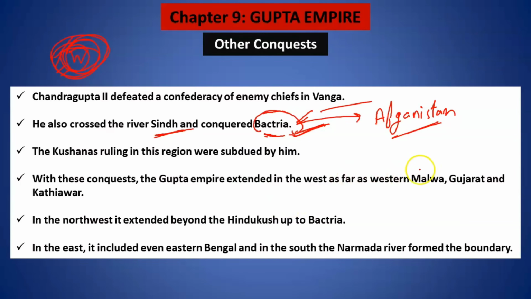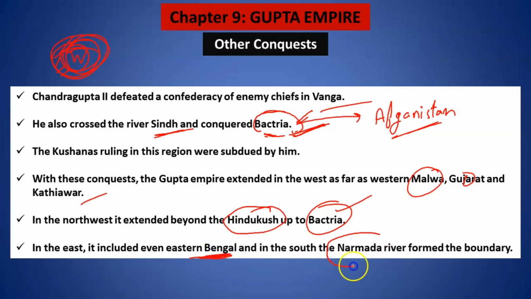Okay. Now, in the west, Malwa and Gujarat all became a part of the Gupta Empire in his time. And he crossed the Hindu Kush up to Bactria, that is, up to Afghanistan. Here also he included up to eastern Bengal, and the southern part of the Narmada river formed his boundary. I hope this is clear. You already know about the Narmada and Tapti rivers. We have already discussed this in the previous chapters.